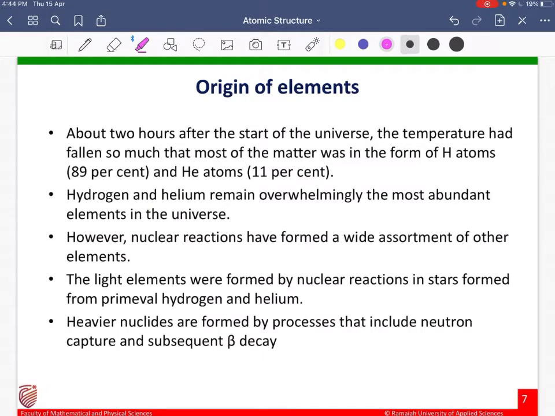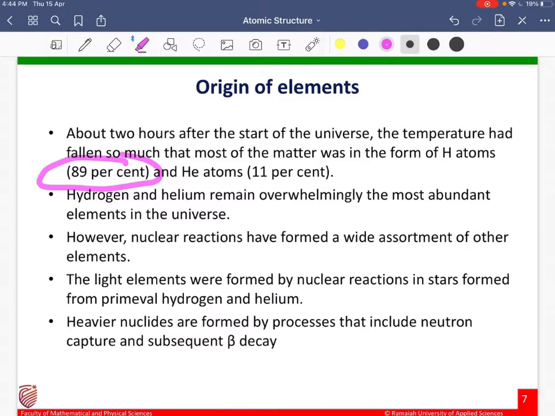How elements were originated. About 2 hours after the start of the universe, the temperature had fallen so much that most of the matter was in the form of hydrogen atoms, 89%, and helium atoms, 11%. In one sense, not much has happened since then, for still hydrogen and helium remain overwhelmingly the most abundant elements in the universe. However, nuclear reactions have formed a wide assortment of other elements and have immeasurably enriched the variety of matter in the universe, and thus given rise to the whole area of chemistry.